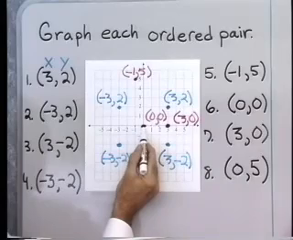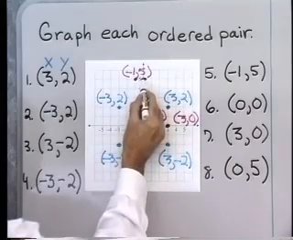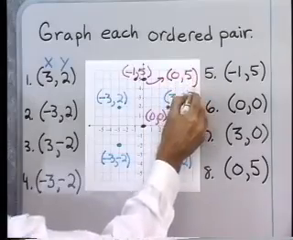My next point, x is 0, y is 5. So I start at the origin, I move 0 units forward or back, and then I move 5 units up. 1, 2, 3, 4, 5. That's this point right here, and its coordinates are x equals 0, y equals 5.